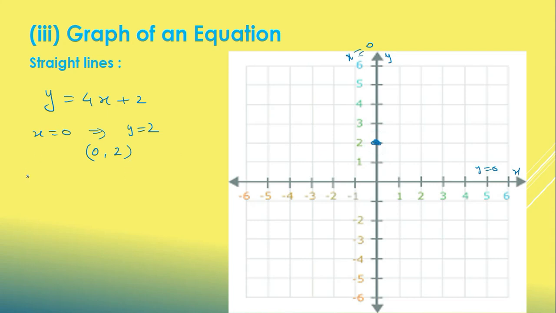Noted. When y is 0, in the same equation, when you put y is equal to 0, you get 4x plus 2 is 0. So 4x is minus 2, x is minus 2 over 4 is minus half. X is minus half somewhere here between 0 and negative 1. So join these 2 points, we can draw the line, isn't it?